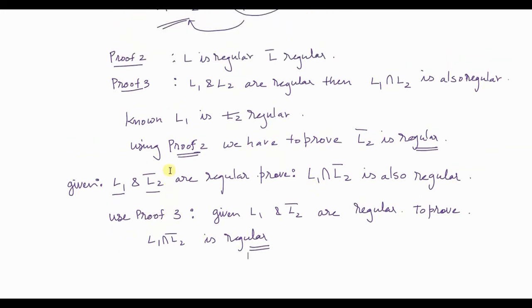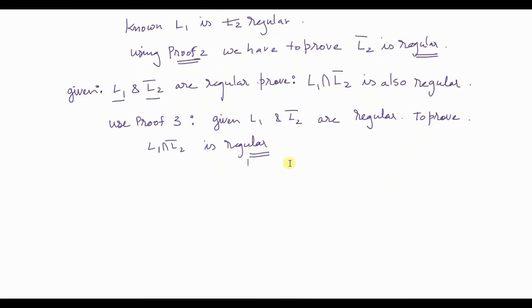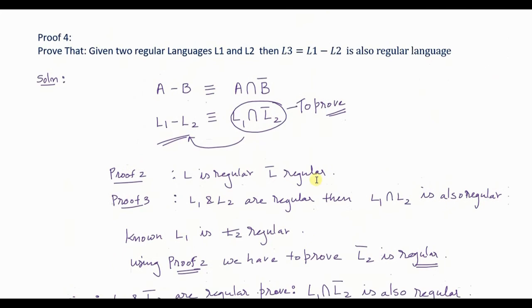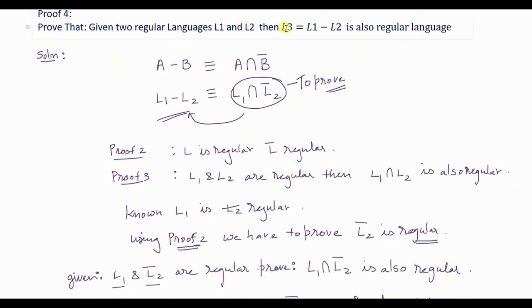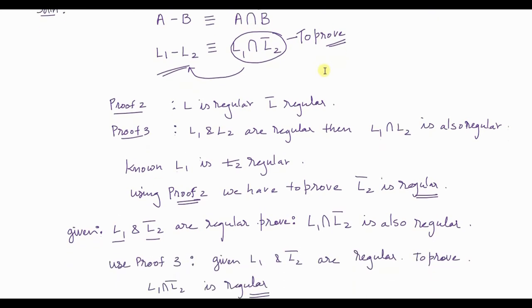And what does proof number 3 say? Proof number 3 says if two input languages are known to be regular, then the intersection of both those languages is also regular. So you can use proof number 3 for that. So this is how you can actually prove that the set difference of two regular languages is also regular.